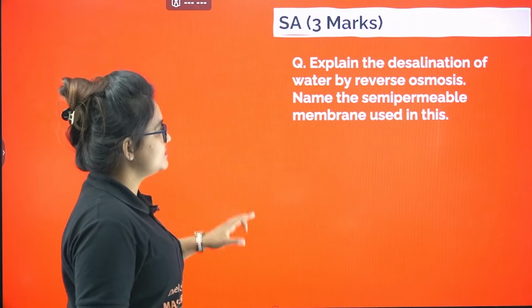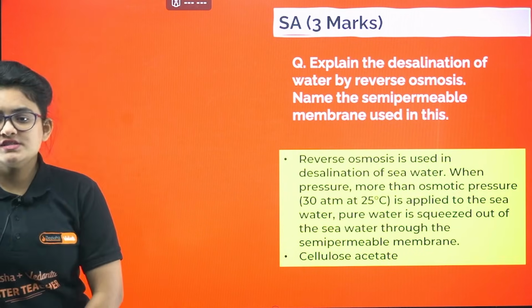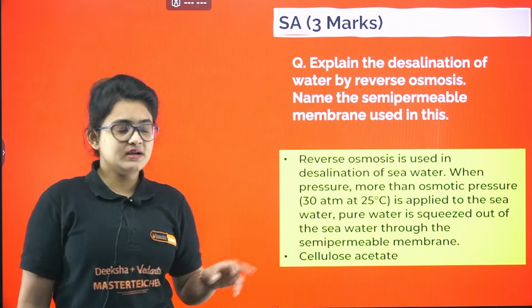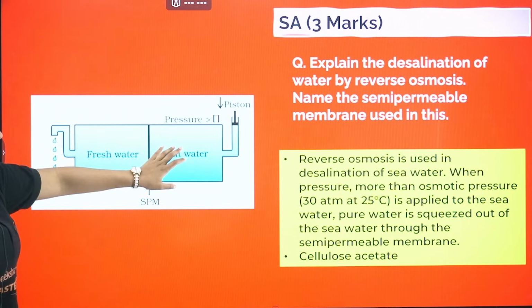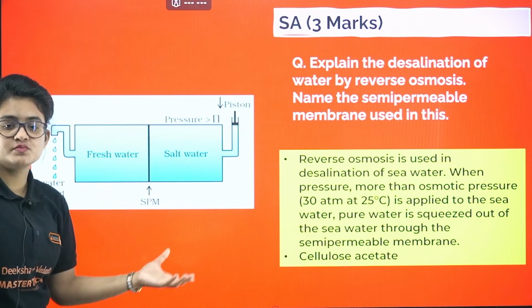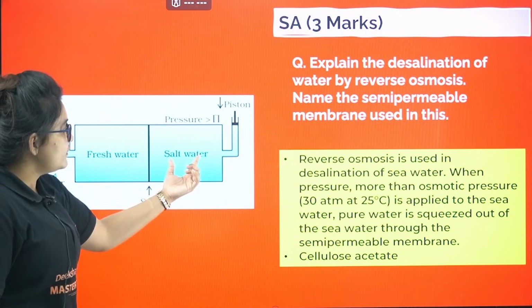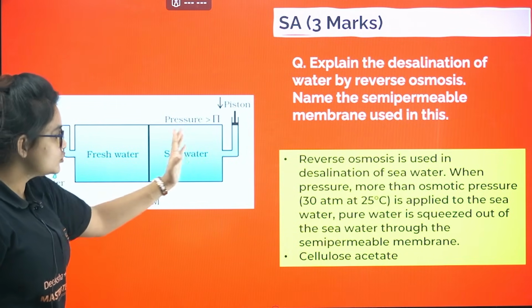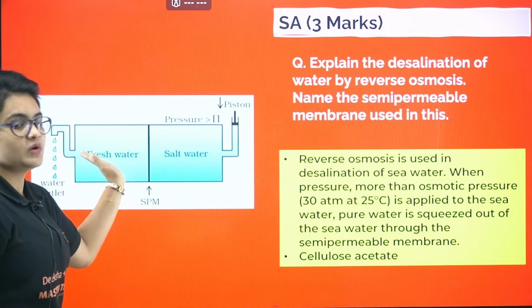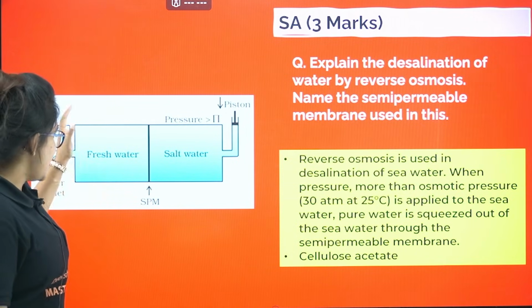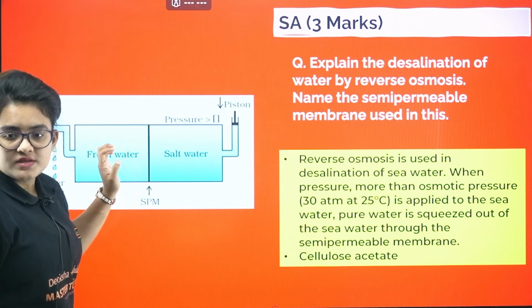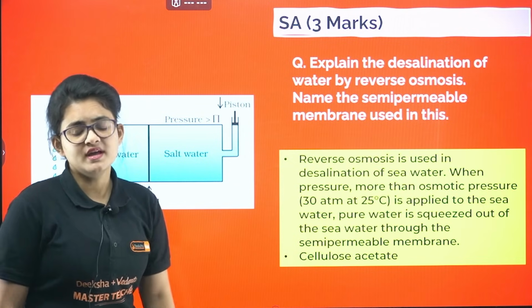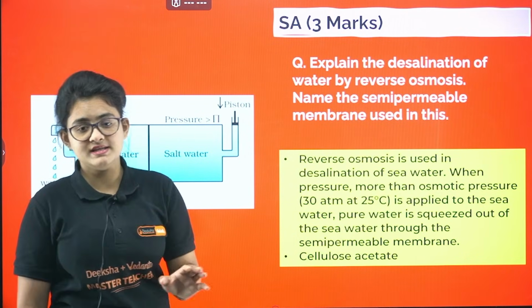Name the semi-permeable membrane used in it. So reverse osmosis is basically used in desalination of water. What we do here is, in the salt water we apply a pressure more than the osmotic pressure. As a result, solvent from the high concentration zone passes through the semi-permeable membrane to the fresh water zone where the concentration is low, and we collect the pure water. So this is the reverse osmosis process that we use in desalination. And the membrane that we use is cellulose acetate.